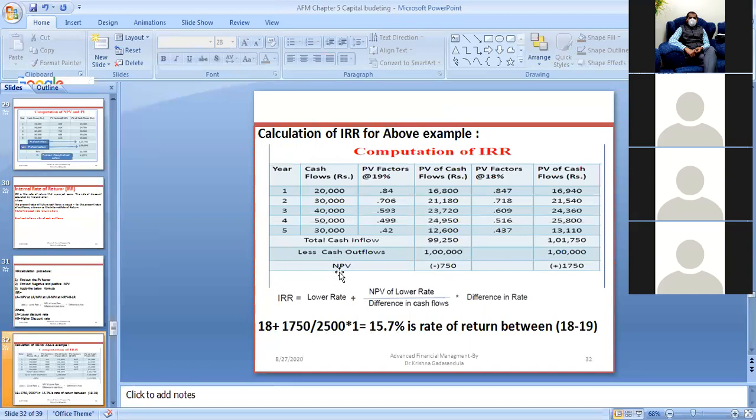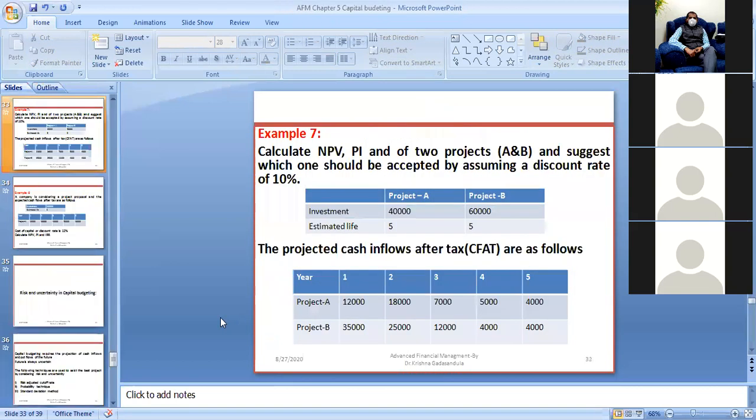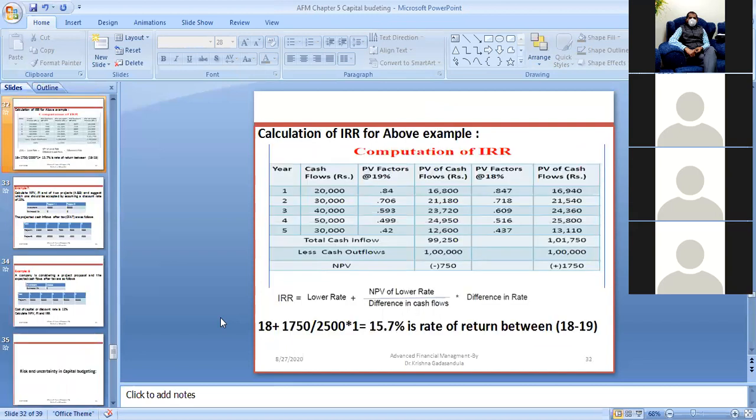If you take 19%, it is negative. If we take 18%, it is positive. Then in between, the internal rate of return is 15.7%. So like this, internal rate of return can be calculated by taking a higher value and a lower value of the cost of capital and PV factor. Difference in cash flows means you have to take the difference of these two, 99,250 present value of cash inflows. So like this, you can calculate NPV and IRR.